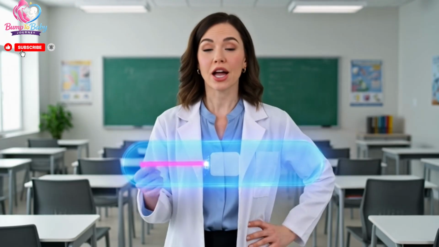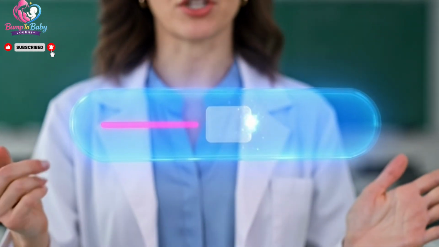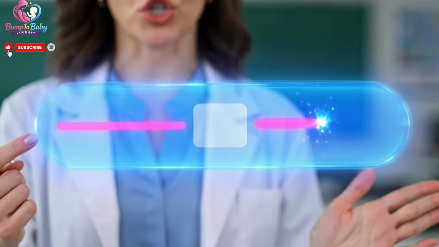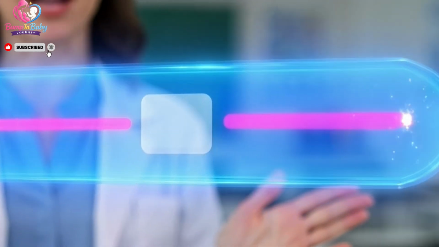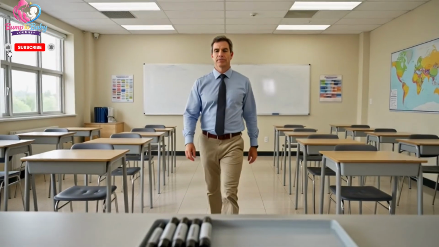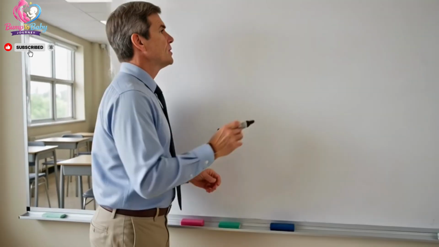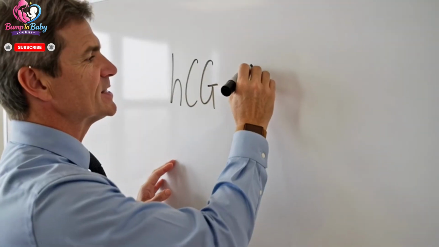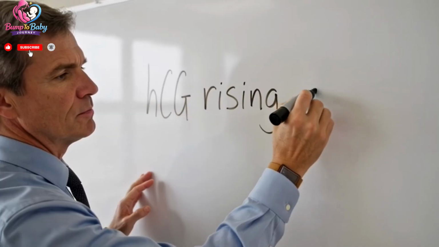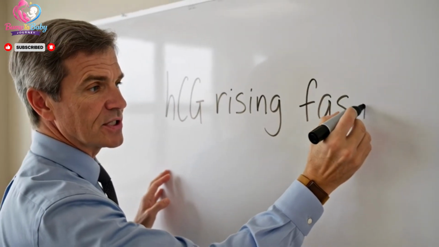Let's see why a positive pregnancy test shows two lines. The control line always appears to confirm the test works. The test line appears if hCG is detected, making two lines mean a positive result. hCG rising fast. This is a key indicator we need to monitor. Rising fast indicates a potential issue.